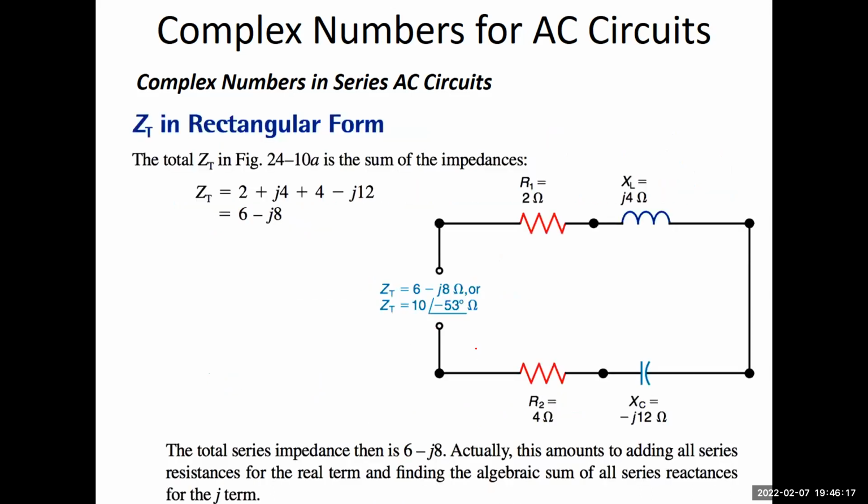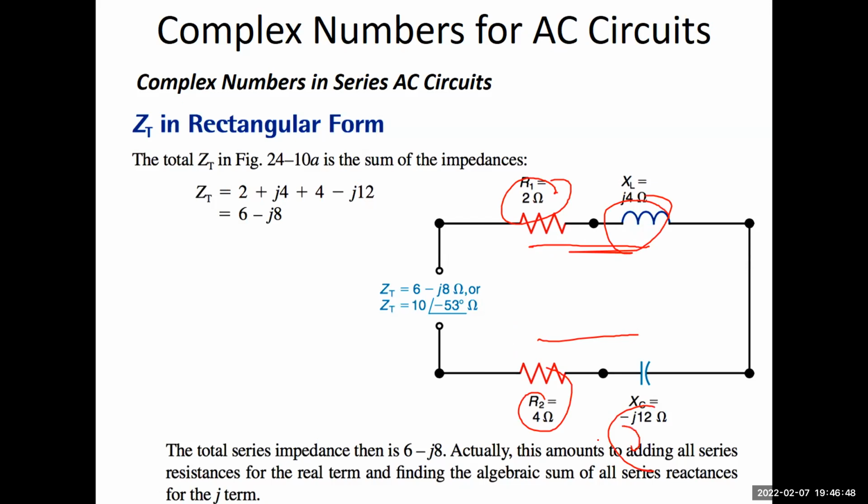Okay, so what do we do? So the total impedance is the sum of all the impedances. Okay? And then how do we do that? Ito, napakadali nito dahil the two impedances are connected in series and they are in rectangular form. So if they are in rectangular form, then you just combine the real terms and combine the imaginary terms or the J terms.